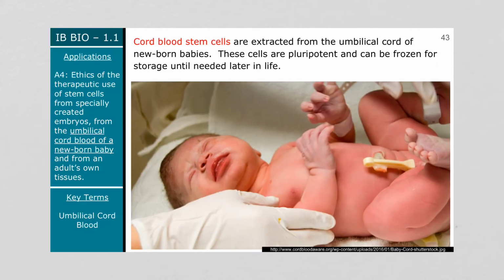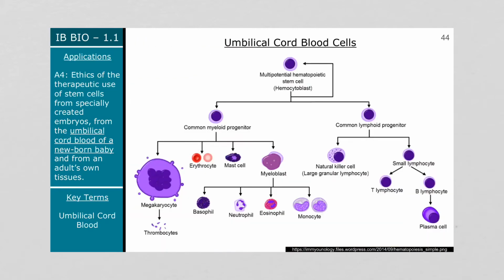Another way to access stem cells is from umbilical cord blood. These are extracted from the umbilical cord of newborn babies. And these cells are pluripotent, meaning that they're not as potent as the embryonic stem cells, but they do have potential to develop into several different types of cells. This is showing a multipotential hematopoietic stem cell, and it's showing how it could develop into these different types. These are all different types of blood cells. So these are especially useful if there's leukemia or some other condition affecting the blood cells.